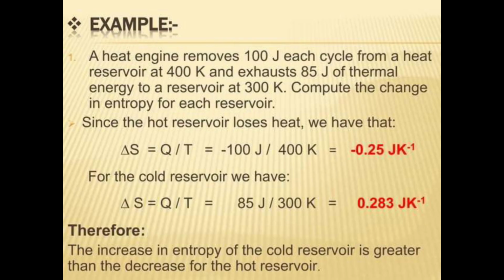Since the hot reservoir loses heat, we have delta S equal to Q by T equal to minus 100 divided by 400 Kelvin. The answer is minus 0.25 joule per Kelvin. For the cold reservoir, we have delta S equal to Q by T, 85 divided by 300, equal to 0.283 joule per Kelvin. Therefore, the increase in entropy of the cold reservoir is greater than the decrease of the hot reservoir.